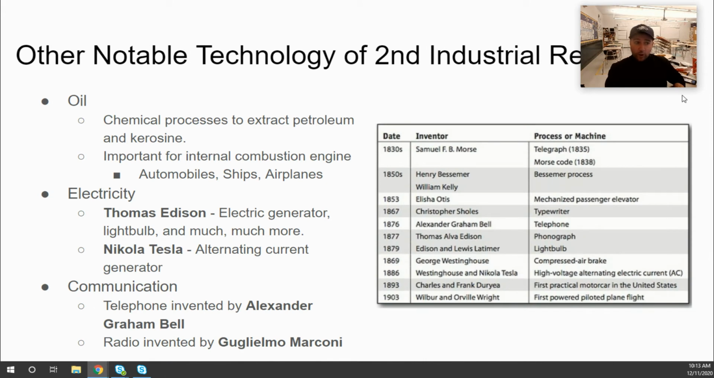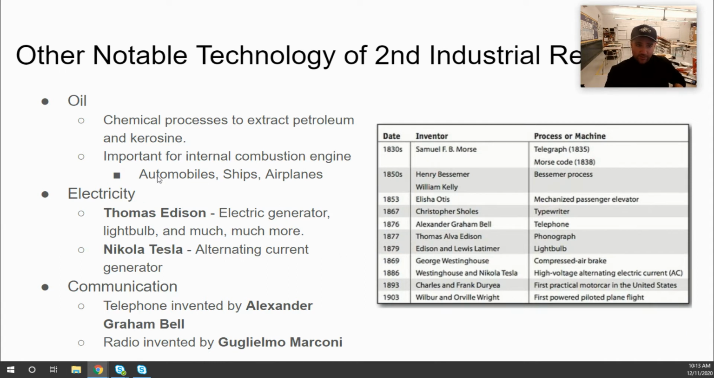There's a lot of other notable technologies of the second industrial revolution, and I'm not going to go through them all. Your book will talk about some of them, but the chemical processes to help extract petroleum and kerosene from oil is big because, of course, petroleum, which we typically call gasoline, will help fuel the internal combustion engines that help move things like automobiles, ships, and airplanes.